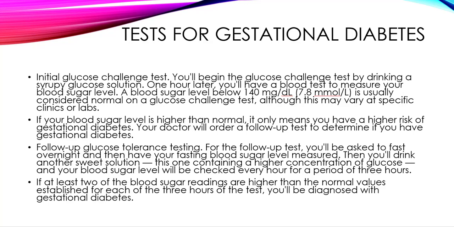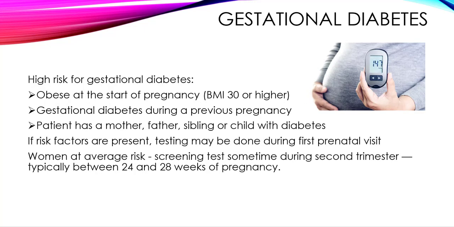Most likely what will be scheduled is the fasting glucose test, where the person will be asked to fast overnight and come in to have their blood glucose levels measured. And so again, if at least 2 of the blood sugar readings are higher than the normal values, then the person is diagnosed with gestational diabetes. So a little bit more explanation about those risk factors. High risk for gestational diabetes includes obesity. And what that means is a BMI of 30 or higher at the beginning of the pregnancy. And the rest are pretty self-explanatory.